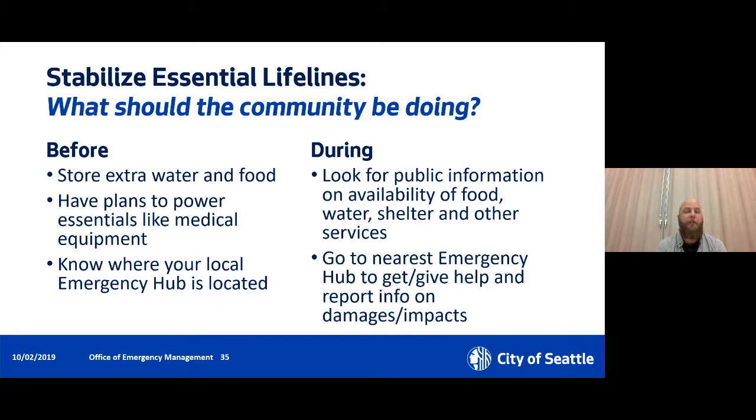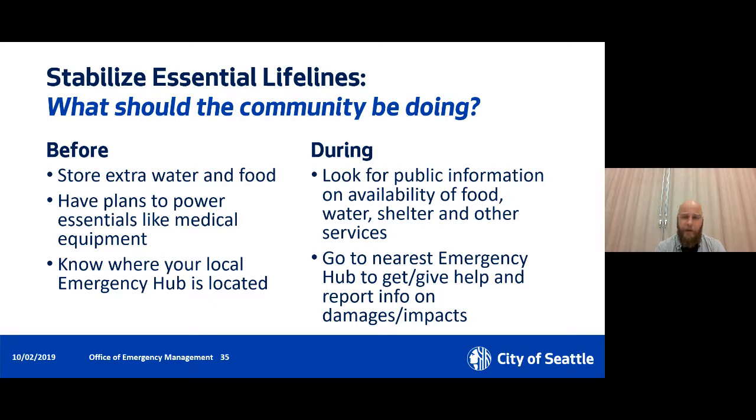And then the one that we've had on every phase is knowing where your local emergency hub is located. So again, we're really looking for people to rely on those around them, help those around them. Historically, this is what you see happen in catastrophic incidents. People start doing that naturally. Hubs is a way to kind of jumpstart that process.